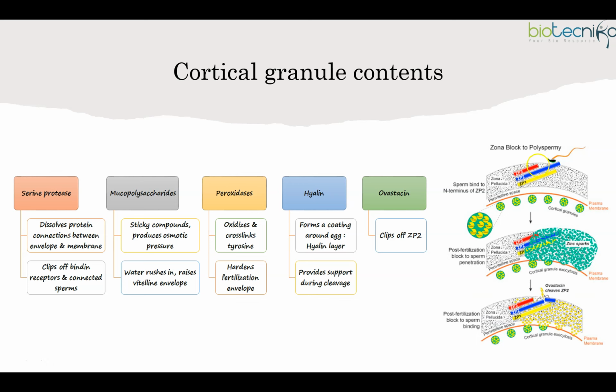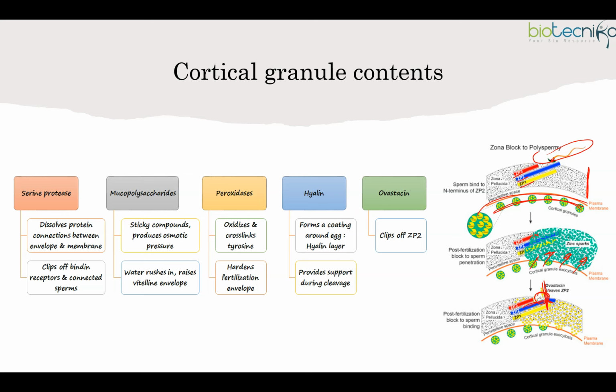So as you can see, this is the mammalian egg membrane. We have the ZP1, ZP2 and ZP3. When sperm binds to the N-terminal of the ZP2 protein, these are the cortical granules which are present near the plasma membrane. When the cortical granules undergo exocytosis, you can see that the ZP2 protein is now clipped over here.